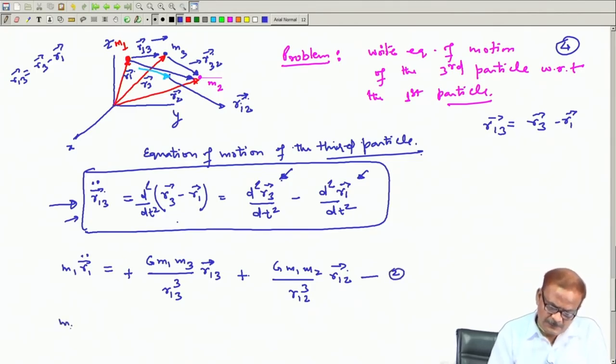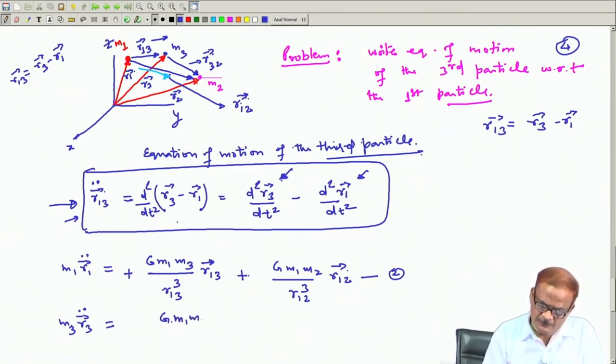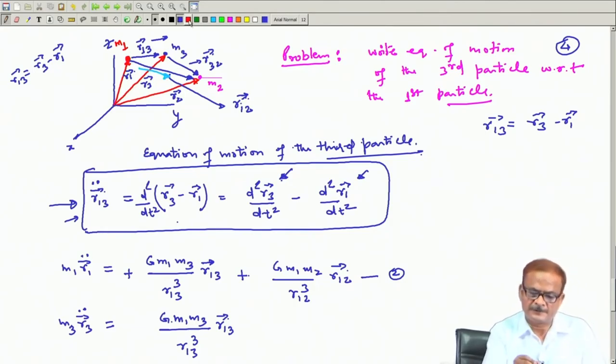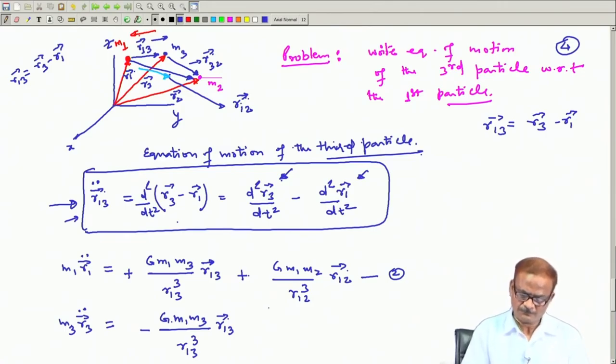The same way we have m 3 r 3 double dot, this can be written as G. The forces acting on this will be due to particle 1. And in which direction is this acting? This is acting opposite to the r 1 3 direction, as I am showing by this red line. Therefore, here this will appear with a minus sign. And then on the third particle, the force acting due to the second one, this also we have to write.